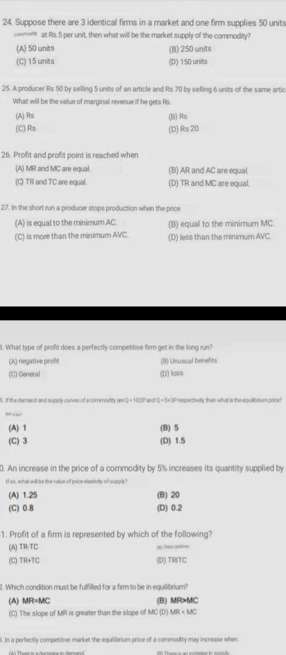28. What type of profit does a perfectly competitive firm get in the long run? That one is normal profit. In the long run, a perfectly competitive firm gets normal profit.